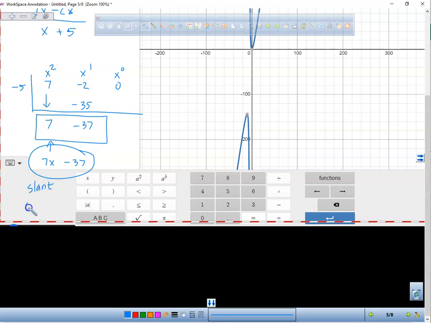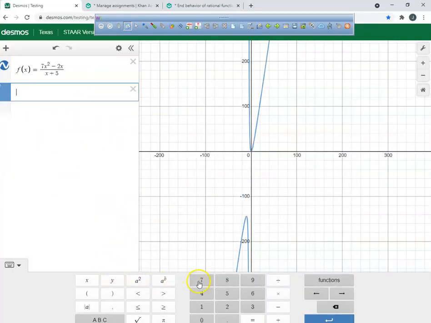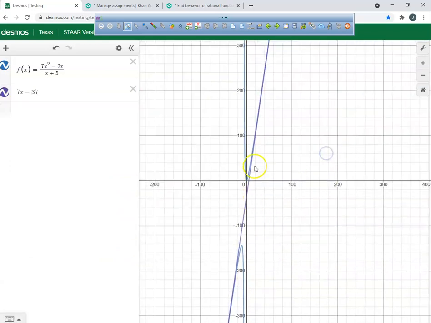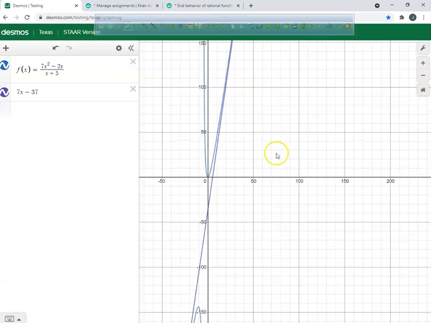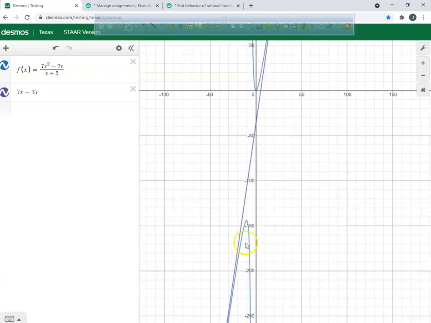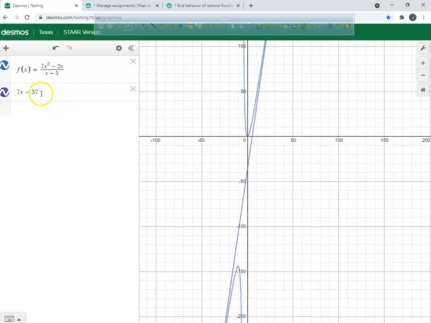It's called a slant, also referred to as an oblique asymptote. So watch what I'm going to do. I'm going to type in 7x minus 37 in our graph, and you'll see how this function gets close to it. I'm going to zoom in a little bit more. Can you see the boundaries that are created, like how this graph gets closer and closer to that line? This right here, guys, is your slant asymptote.